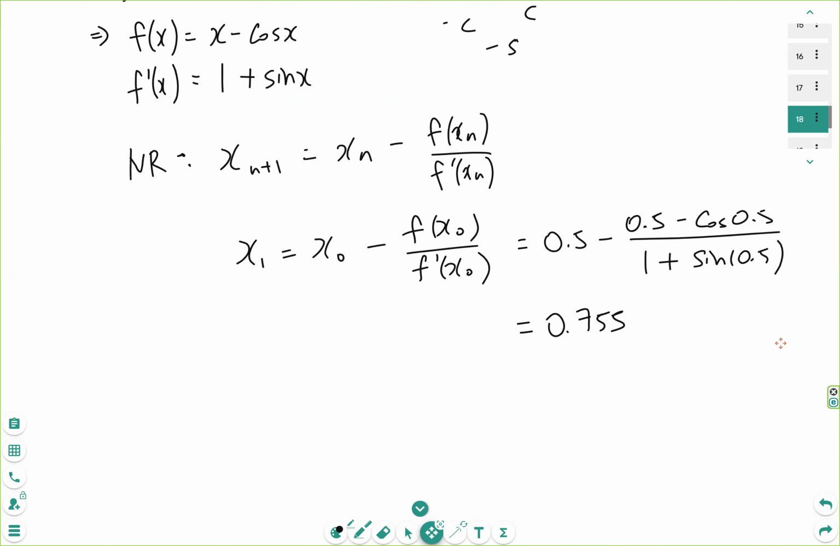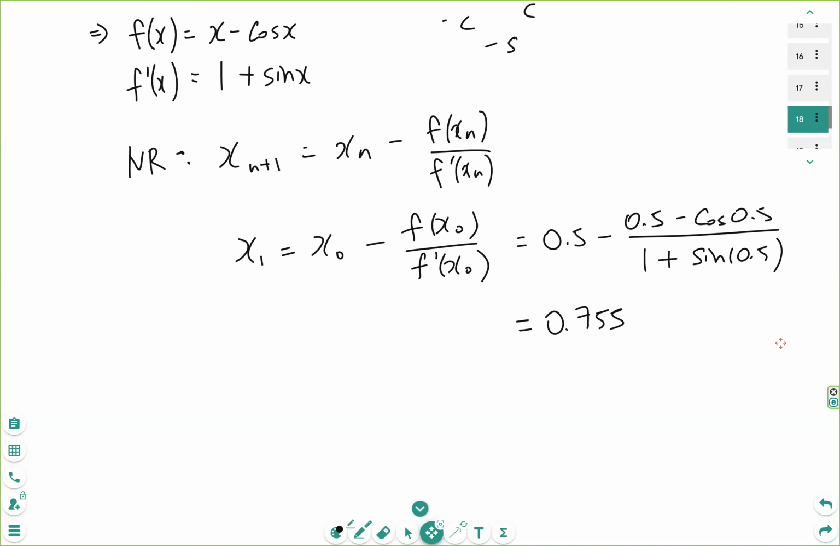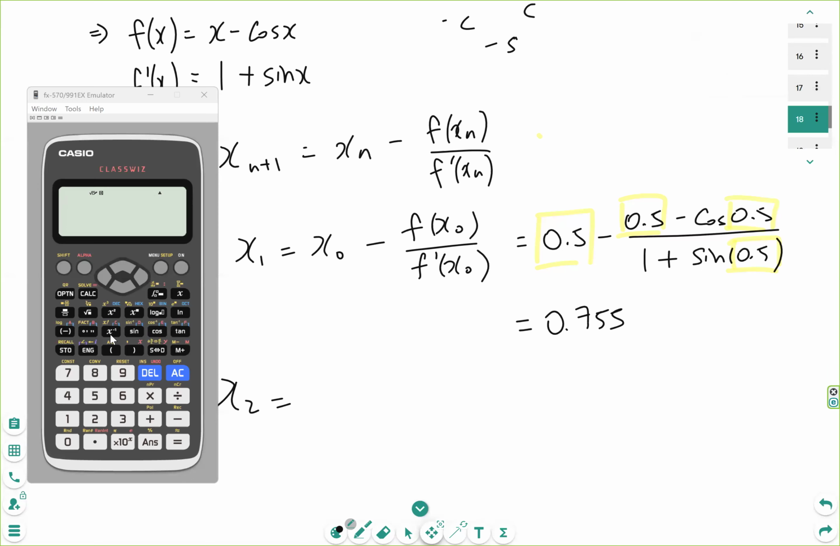So x2. How can you speed up the process instead of putting it into the calculator each time? We can replace everything I highlighted in yellow with the answer button. Let me show you. I'll put 0.5 in the calculator and press equals. That's my answer button. Then I'll do answer minus cos answer over 1 plus sine answer.